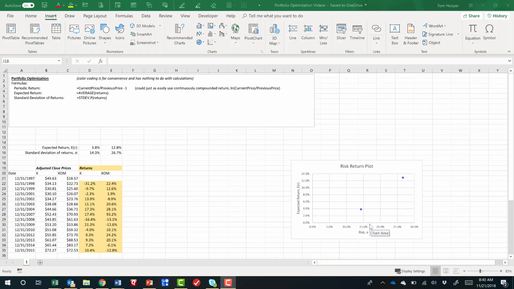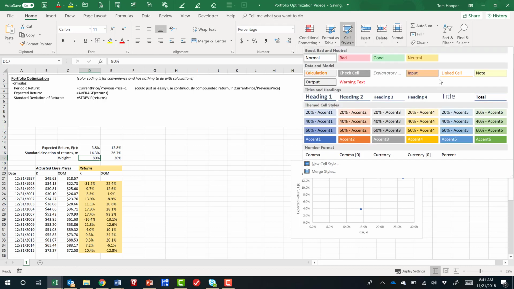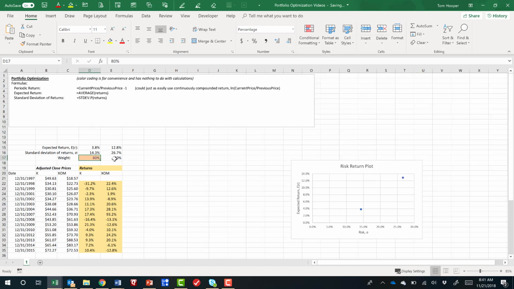Let's think about investing in a combination of these two stocks, where we have a certain amount of money and we put a certain percentage of that, let's call it 80%, into Kellogg, and then the rest, 1 minus that, into Exxon. Now since we typed in 80, I'll format that as an input, and we'll leave the other to appear as a formula. And so we want to know, how did the portfolio of those two stocks perform?